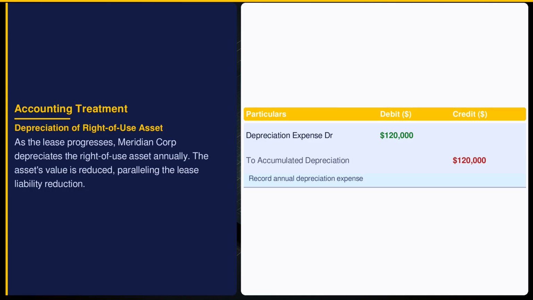Depreciation systematically allocates the asset's cost over its useful life. For Meridian, this annual $120,000 depreciation aligns with lease terms, reducing the asset's book value. Such treatment ensures the income statement reflects the cost of using the leased asset.